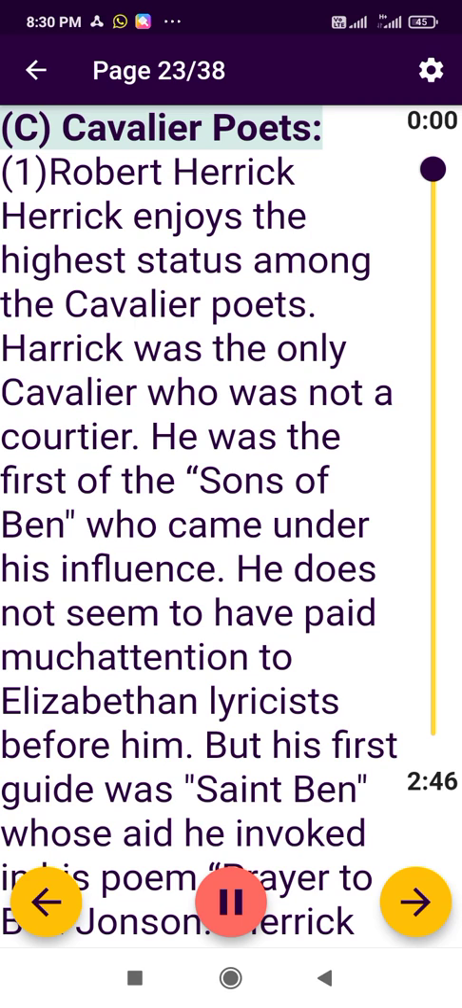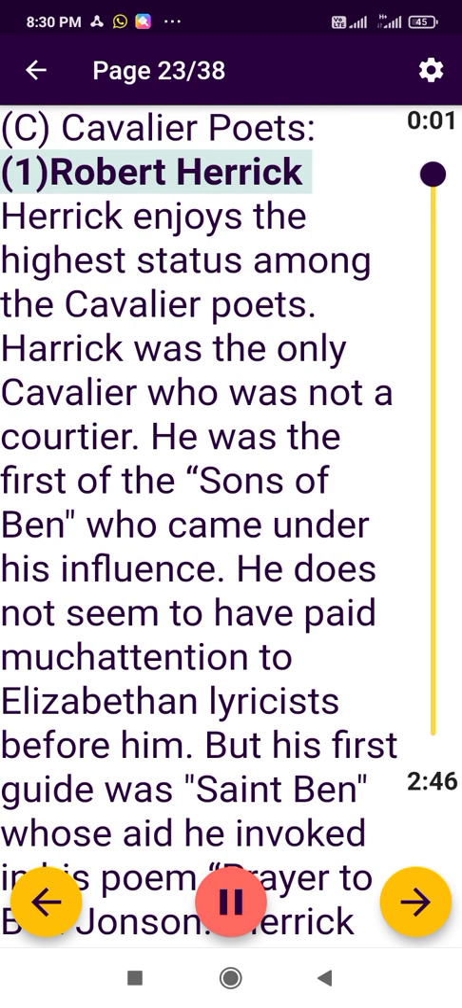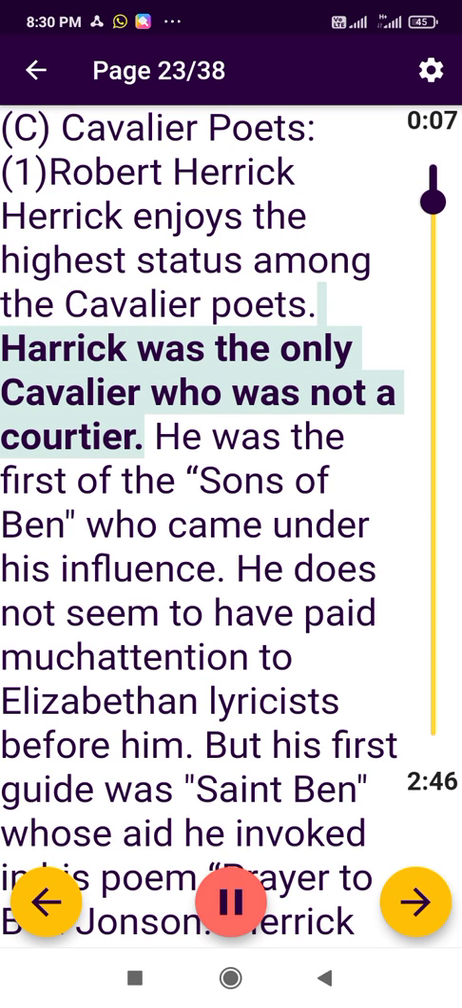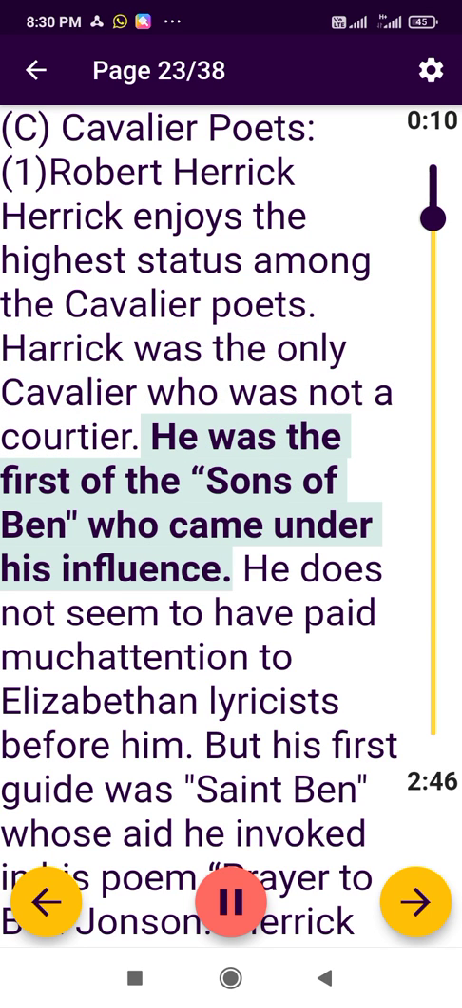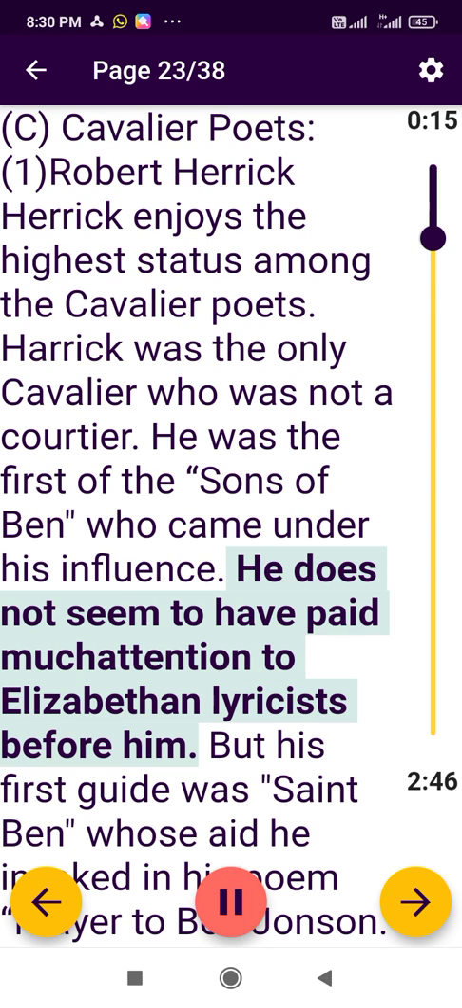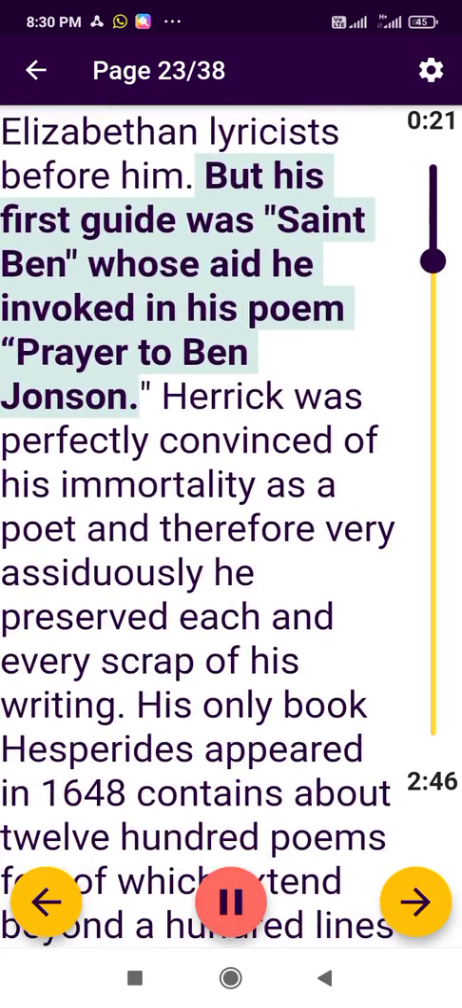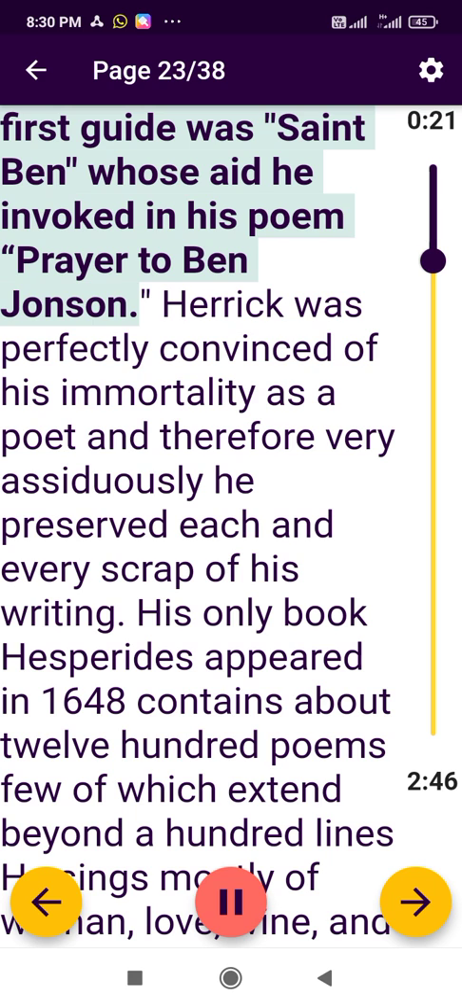C. Cavalier poets. 1. Robert Herrick. Herrick enjoys the highest status among the cavalier poets. Herrick was the only cavalier who was not a courtier. He was the first of the Sons of Ben, who came under his influence. He does not seem to have paid much attention to Elizabethan lyricists before him. But his first guide was Saint Ben, whose aid he invoked in his poem, Prayer to Ben Jonson.